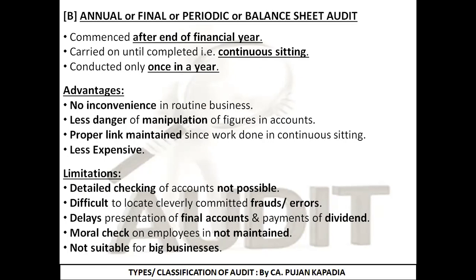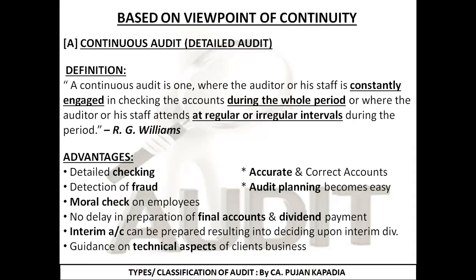Against which is the annual audit, under which I am starting my audit after my year is ending, that is after the end of the financial year. I am completing my entire audit in a continuous setting and I am conducting my audit only once in a year. If such is the case, then it falls under the head of annual audit. It is also known as final audit, periodic audit, or balance sheet audit. Next is from the viewpoint of continuity, under which we had covered first continuous audit.